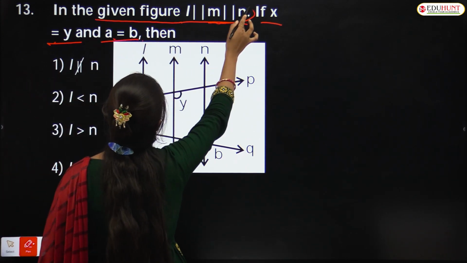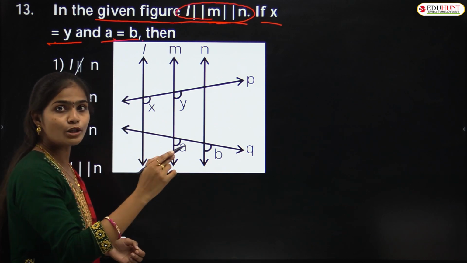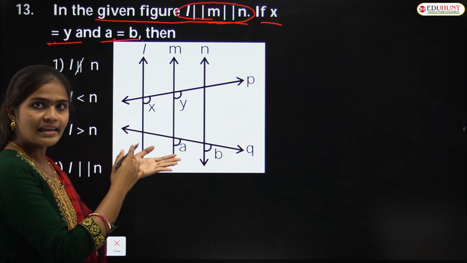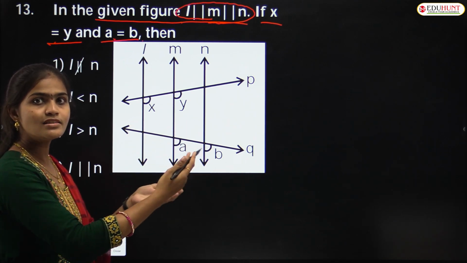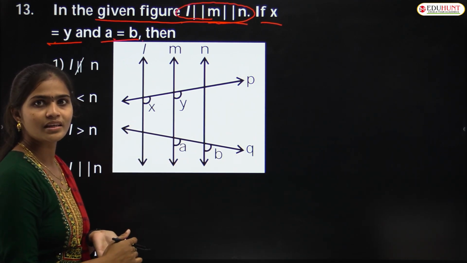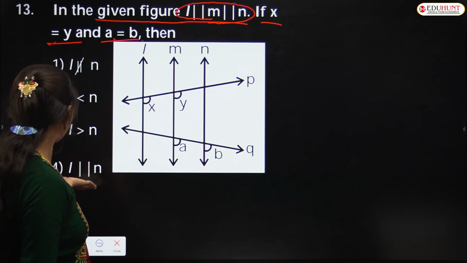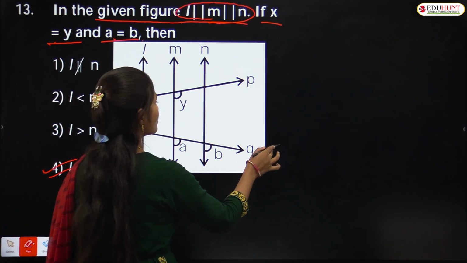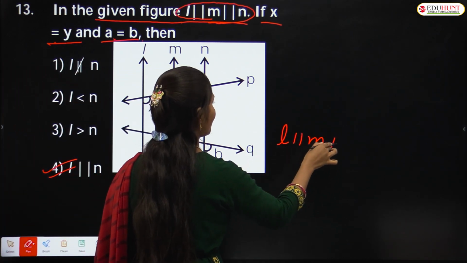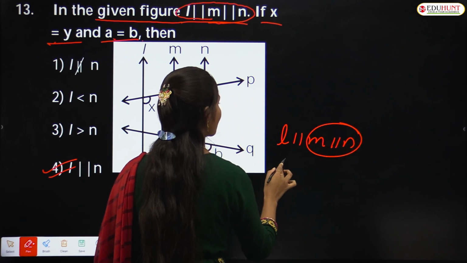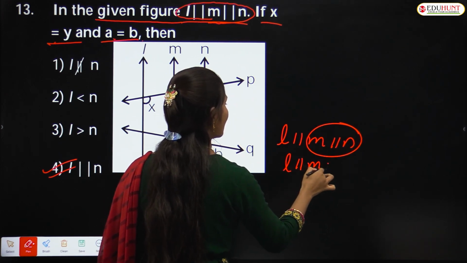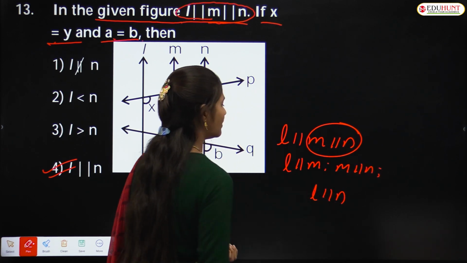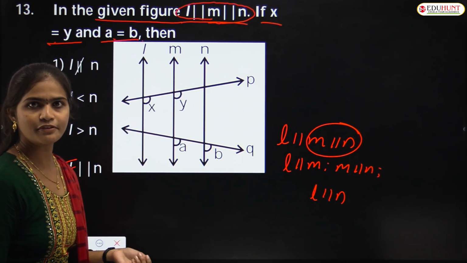In the given figure, the condition is L is parallel to M is parallel to N. So in the question only, the answer is there. L is parallel to M is parallel to N, so obviously L is parallel to N. Clear? In the options also, that is given: L is parallel to N. So here we can take L is parallel to M, as well as M is parallel to N, as well as L is parallel to N. Three conditions we can write from that, right?